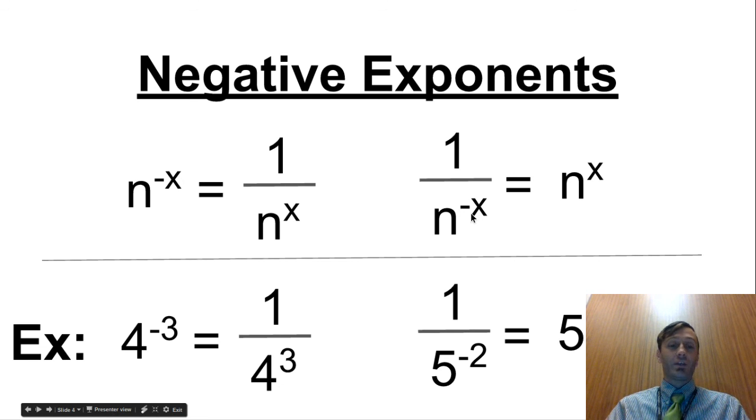For example, 4 to the negative third becomes 1 over 4 to the third, which is 1/64th. Same thing. Otherwise, 1 over 5 to the negative 2, you just flip it over, get rid of the negative, and you get 5 squared.